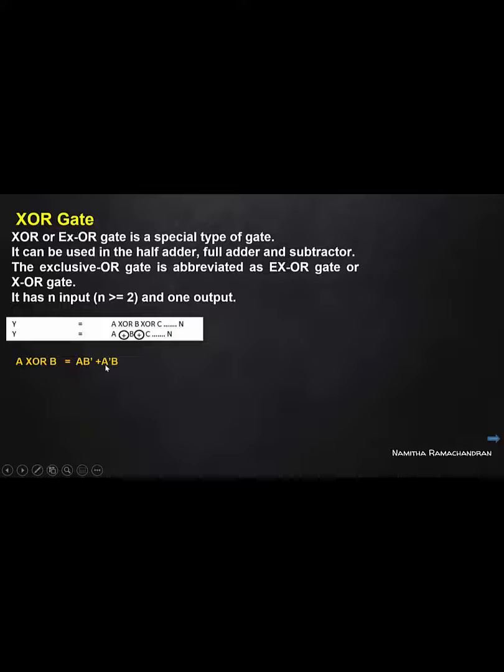Similarly, A complemented form is ANDed with the input value B. Then perform an OR operation between these two results. So this OR operation generates the result of our XOR gate. So keep this expression in your mind always. Okay, so this is the logic diagram of our XOR gate. OR gate with an extra arc here in the input side.